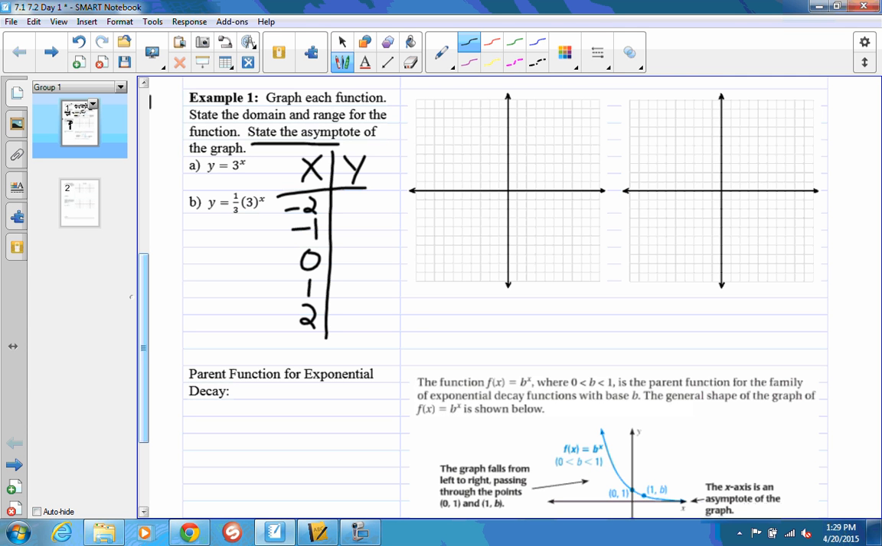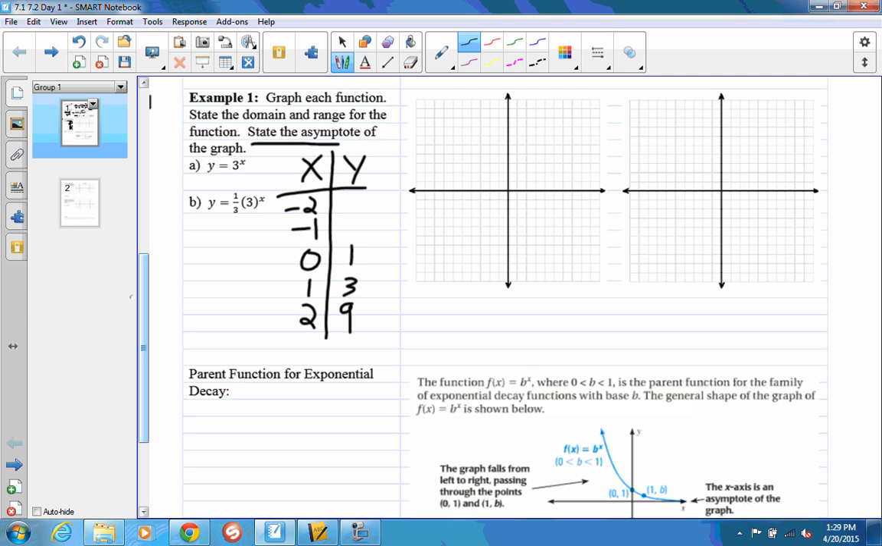So let's start with 0. Plug in 0 for x. That's 3 to the 0 power. Anything to a 0 power is 1. Okay, and then that's it. So now let's go to 1. What's 3 to the first power? 3. And then 3 to the second power is 3 squared, which is 9. Awesome. So that's pretty easy.